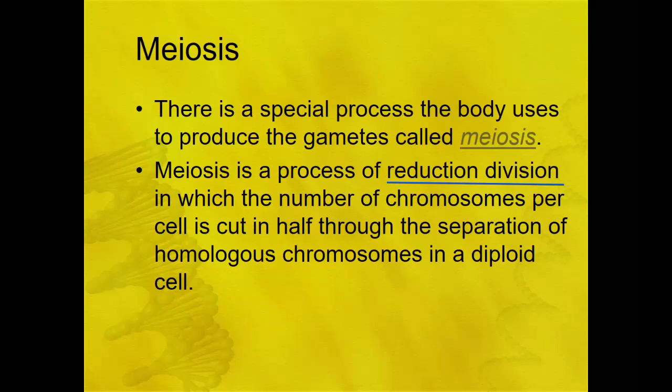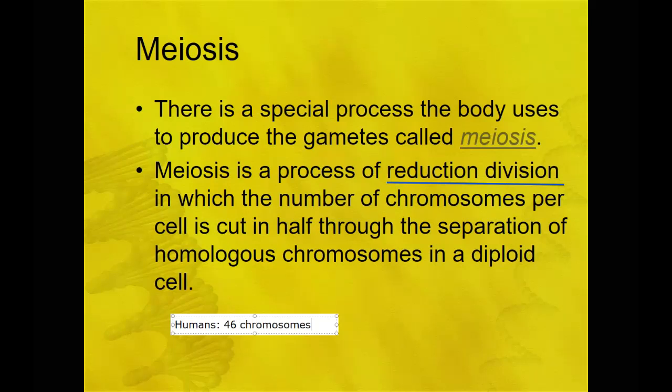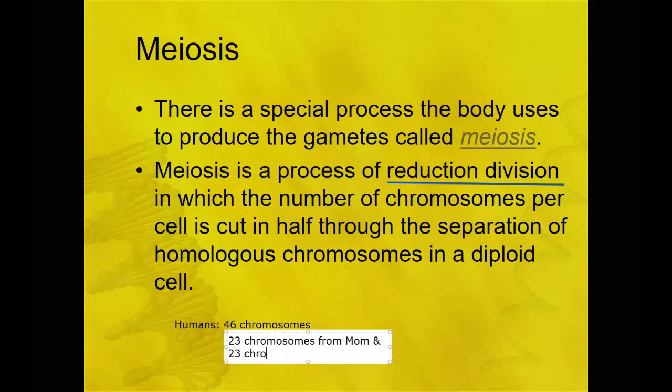If we're going to look at humans, for example, you'll remember that humans have 46 chromosomes. Well, what that means is that they actually have 23 chromosomes from mom and 23 chromosomes from dad. Now, if we do a little simple math, you can see 23 plus 23 is our total of 46. For humans, 46 is the diploid number, and for humans, the haploid number for sex cells is 23.